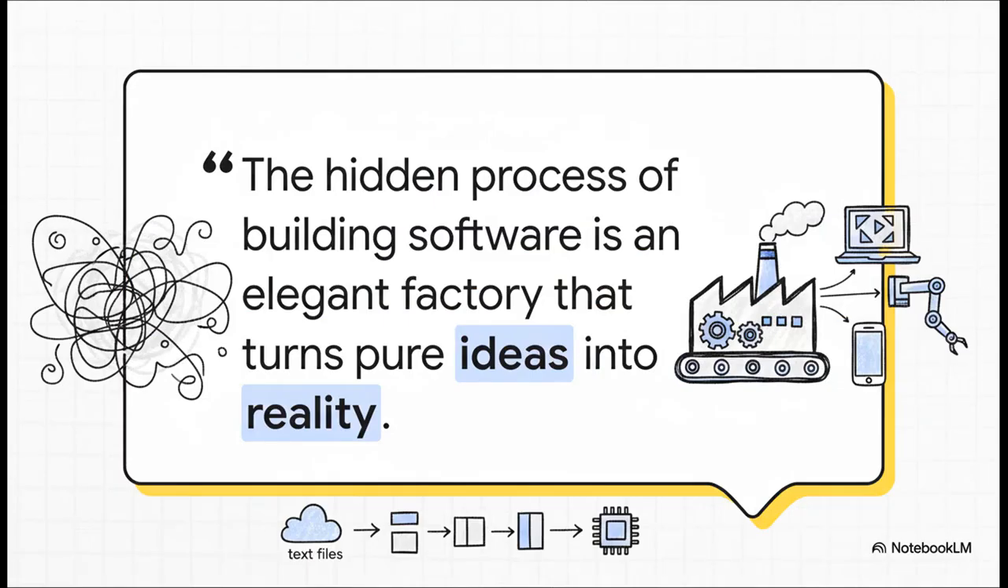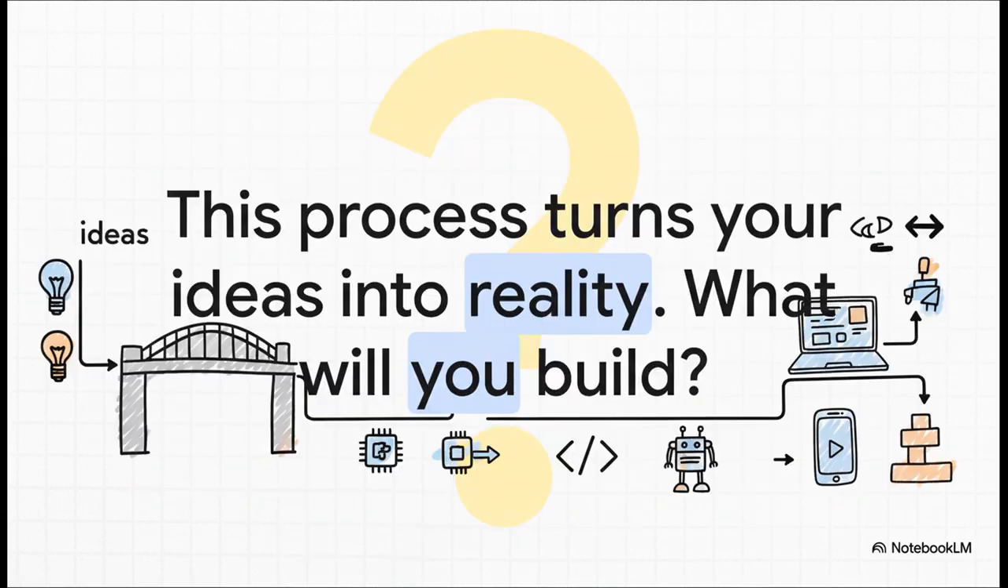You know, when you step back and really look at the whole thing, this process that's usually completely hidden from us is, well, it's a really elegant factory. It's this beautifully designed system that takes something as abstract as an idea, something you just typed into a text file, and turns it into a concrete reality, a program your computer can actually run. So there you have it. We've walked through the entire process. We've seen the bridge that connects your ideas to actual working software. So now that you know how it's done, the only question left is, what are you going to build with it?